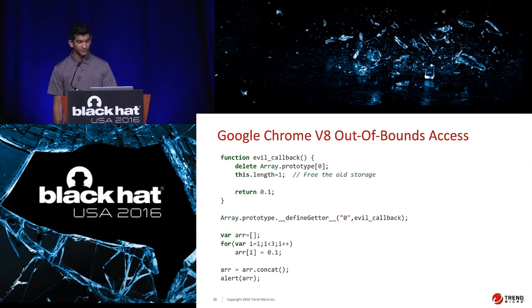Looking at it in code, this is a proof of concept that will trigger the vulnerability. The interesting thing to note is evilCallback here. This function will change the length of the array that's being acted upon. And as a result, it'll free the old storage, so you're now acting on freed memory. Then you apply it to the array prototype by calling __defineGetter__, and you just set it for any index. In this case, it's setting it to zero, but it could be anything.